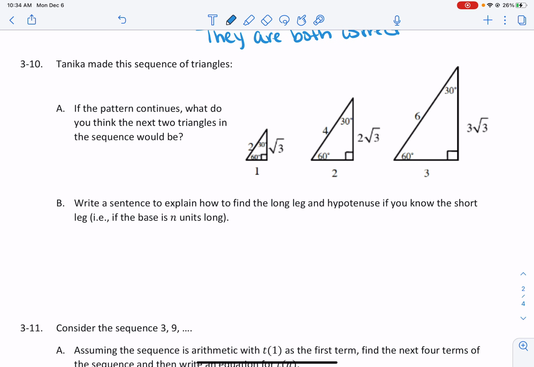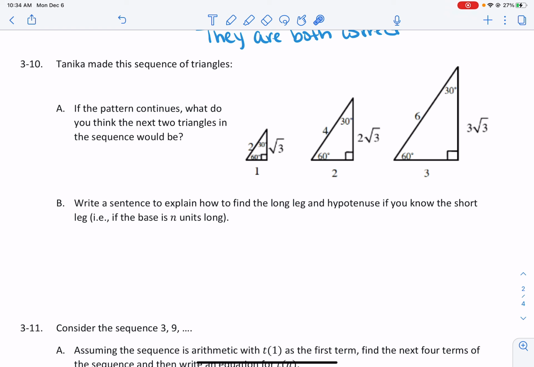3-10. Okay, so we've got a little bit of a geometry review here. It says if the pattern continues, so we're looking at these two triangles here, what do you think the next two would be? So let's look at the first one. We've got 1, and then our other length here is 3, and then 2. And I can see that they're also both 30, 60, 90 triangles.